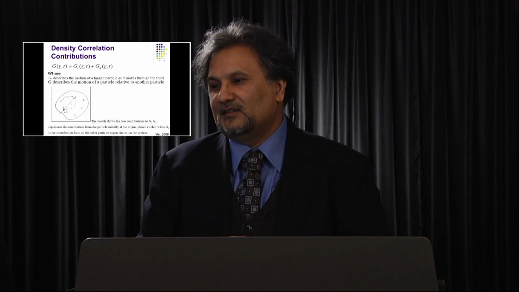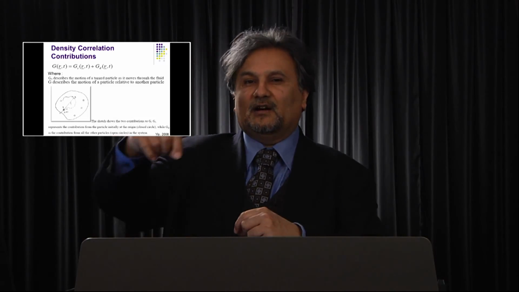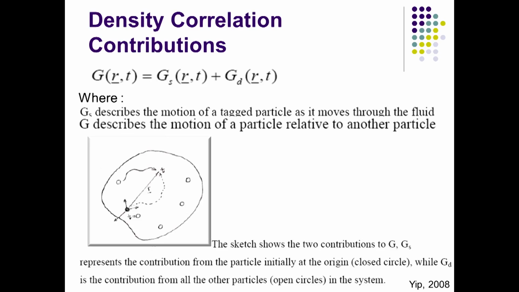So, now if you look at the density correlation function contribution, there are two parts of it. One is G s, where the particle is moving around and you are looking at it from the original position, but then there is also relative position of that particle in terms of the other particles in the system. So, if you look at G s, there are two parts of it. One describes the motion of a tagged particle as it moves through the fluid. So, look at one particle, tag it and see how it is moving through the fluid. The other one describes the motion of the particles relative to another particle.